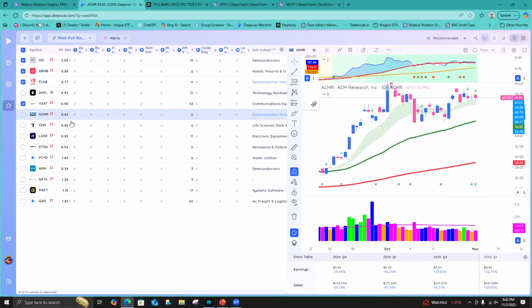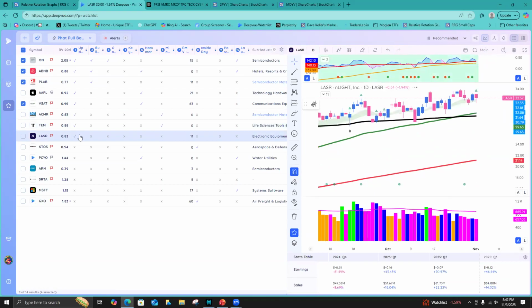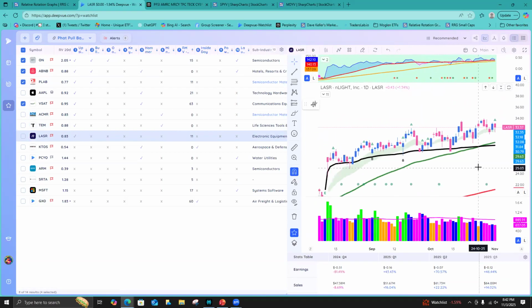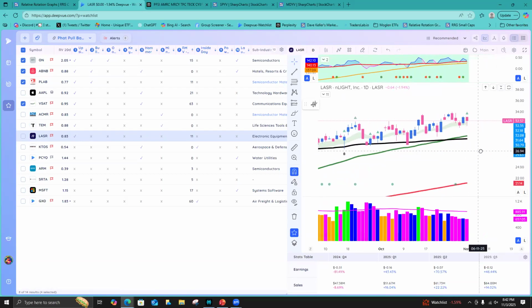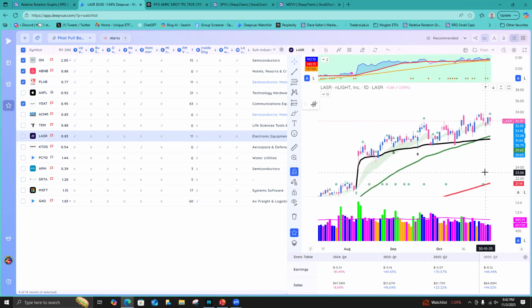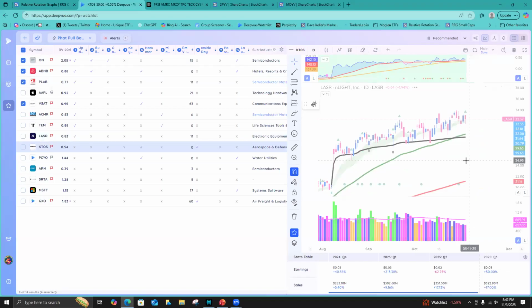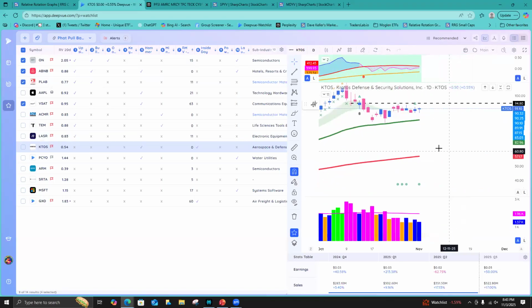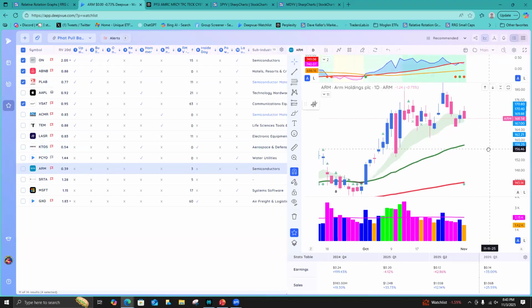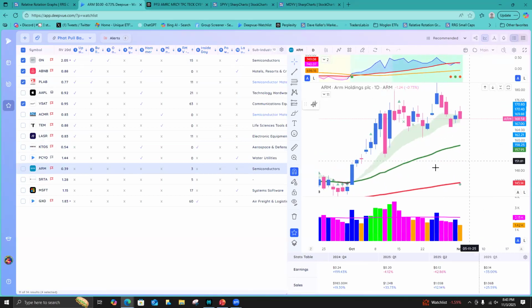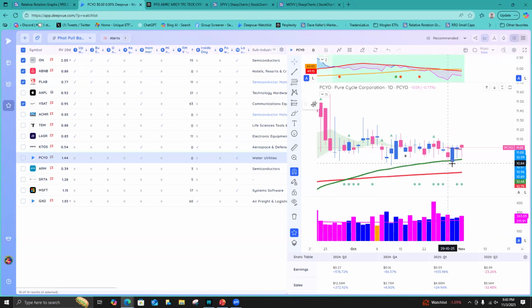ACMR, oh good, we already have that one. Laser. It's not the perfect position for me, but I think it just kind of reminds me of HI. Just continually works higher. A little bit loose, but it's working higher. KTOS, PCYO, ARM, PCYO. So utilities, right? And it's water utilities.